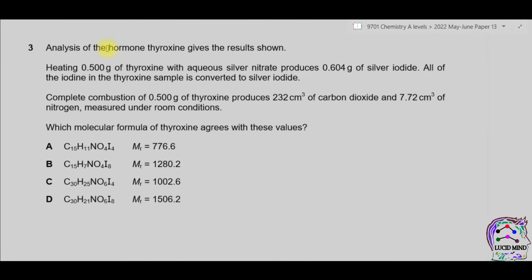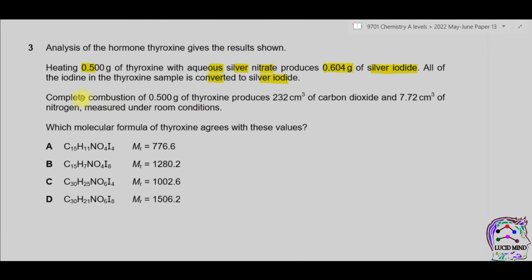Question number 3. Analysis of the hormone thyroxine gives the results as shown. Heating 0.5 grams of thyroxine with aqueous silver nitrate produces 0.604 grams of silver iodide. All of the iodine in the thyroxine sample is converted to silver iodide. Then we have another reaction.